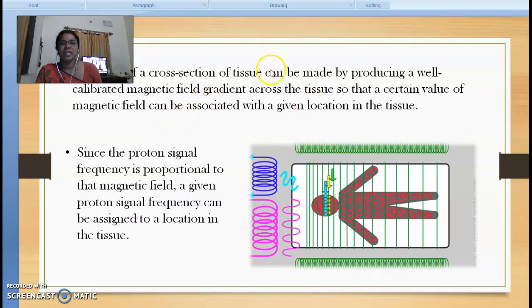An image of cross-section tissue can be made by producing a well-calibrated magnetic field gradient across the tissue, so that a certain value of magnetic field can be associated with a given location of the tissue. Since mainly it is applicable for hydrogen, which is present in water and fat, since the proton signal frequency is proportional to that magnetic field, a given proton signal frequency can be assigned to a location in the tissue.